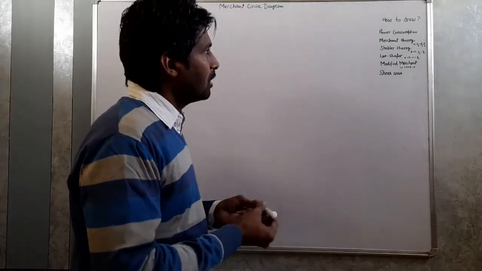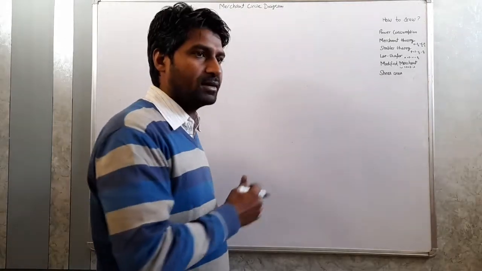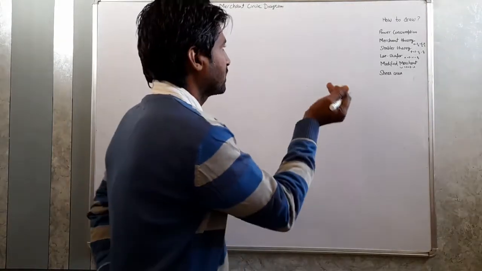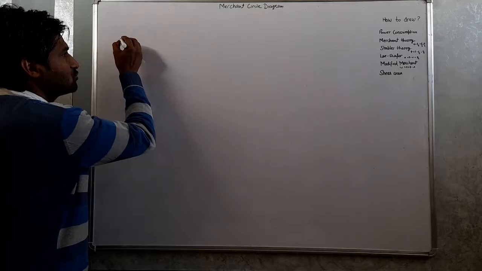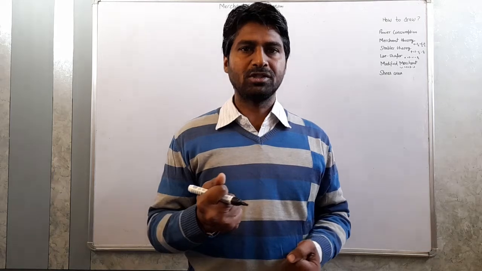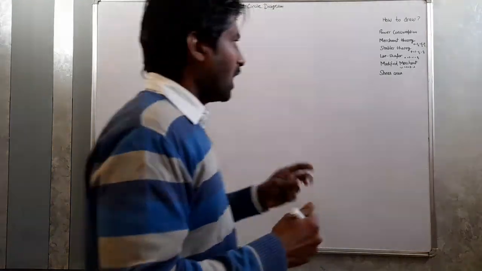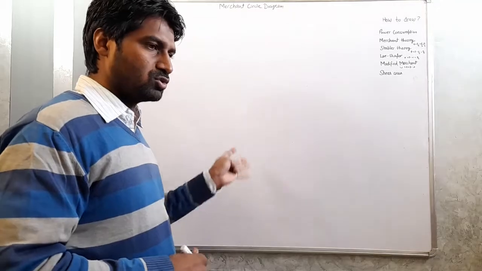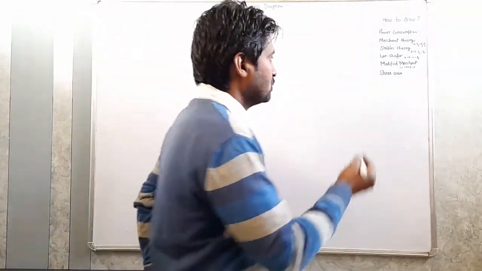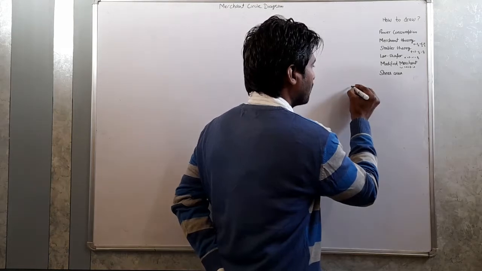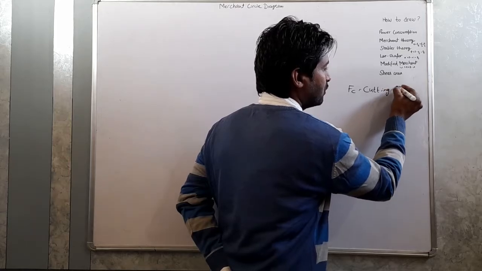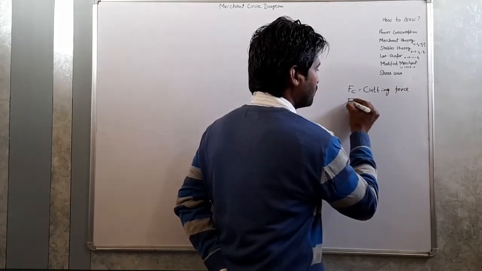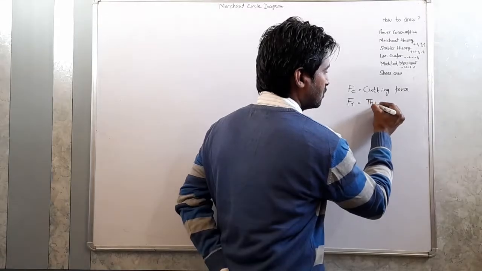So first of all, I will draw a simple diagram of the cutting. First of all, I will use some of the forces which are used during the cutting operation, and I will use those forces to draw the Merchant circle diagram. So one of the forces is Fc, that is the cutting force. The second one is Ft, that is the thrust force.